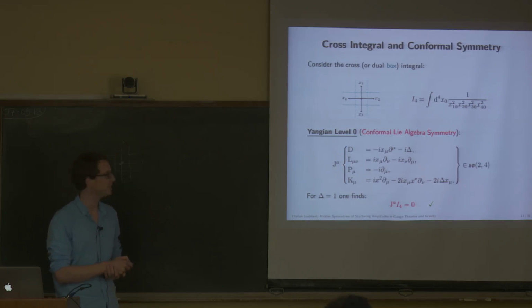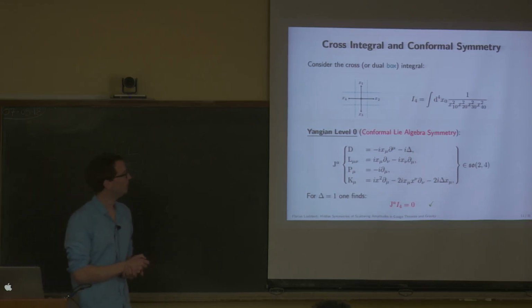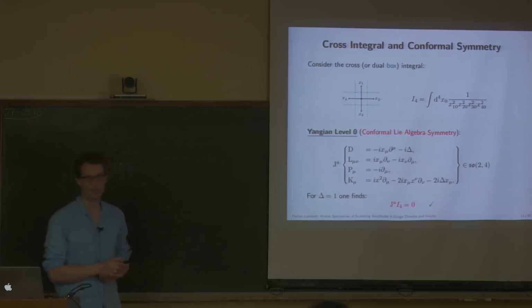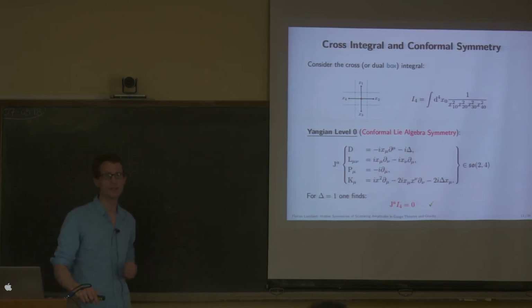I can write down a representation of the conformal algebra in my variables x. These are the generators. Delta is the conformal dimension. I can act with these generators on the cross integral, and if one does this carefully, one finds that the generator annihilates the integral if I choose the conformal dimension to be 1, which makes sense since here we are looking at scalars. So this is the conformal symmetry I spoke about on the previous slide.